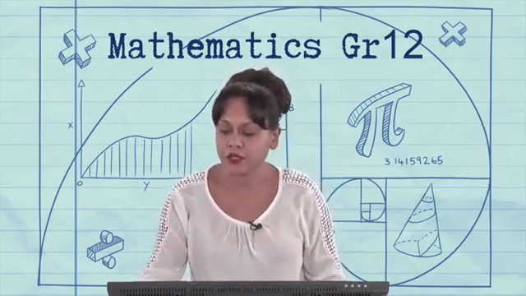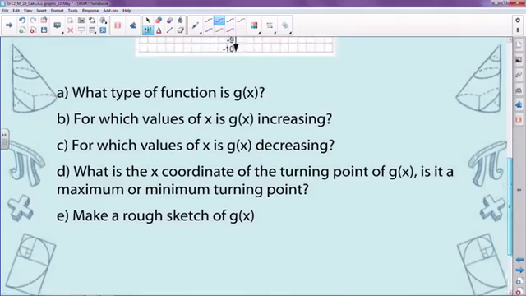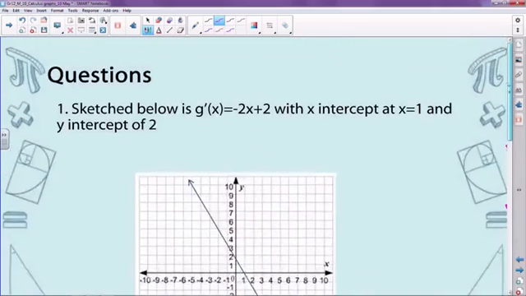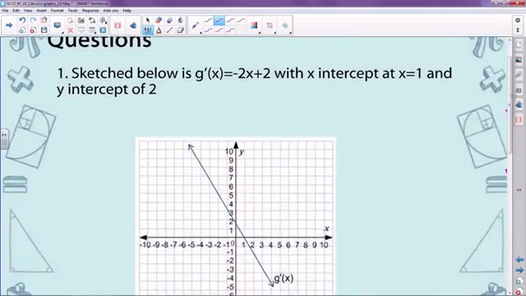All right, so you were given the graph of the derivative. You were told that sketched below is the derivative graph g prime x is equal to minus 2x plus 2. So we identify that that is a linear function. You are told that the x-intercept is 1, but you can see that on your graph as well, and you can see that the y-intercept is 2.